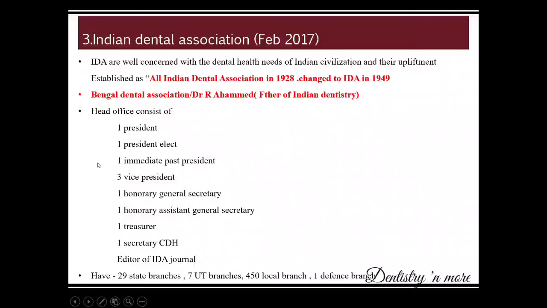So it is having a jumbo committee, that is one president elect, that is the next one who is going to replace this person, and one past president, three vice presidents and honorary general secretary and assistant, one treasurer, one secretary of CDH and one editor. So totally in our country we have 29 state branches, 7 union territory branches and 450 local branches and 1 defense branch. This number might be changed because many local branches are popping up.